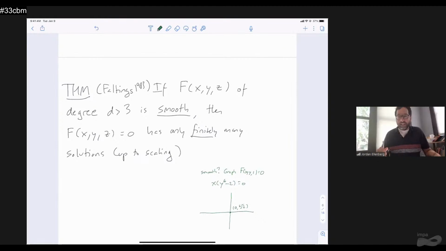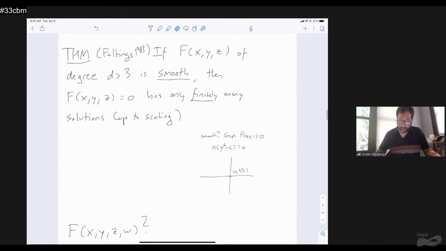So this was the first really general theorem of this kind, and it made a huge impact. And let me say a word about smooth. And this is where I have to sort of apologize for switching back and forth between notions of coordinates.